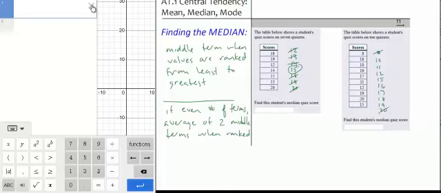Same here. Cancel the outermost, this set of outermost, then this. Now notice you have two, and this is an even number of terms, so it's just going to be halfway between these. So 15.5 is halfway between 15 and 16. For the first one, it would just be the 15.